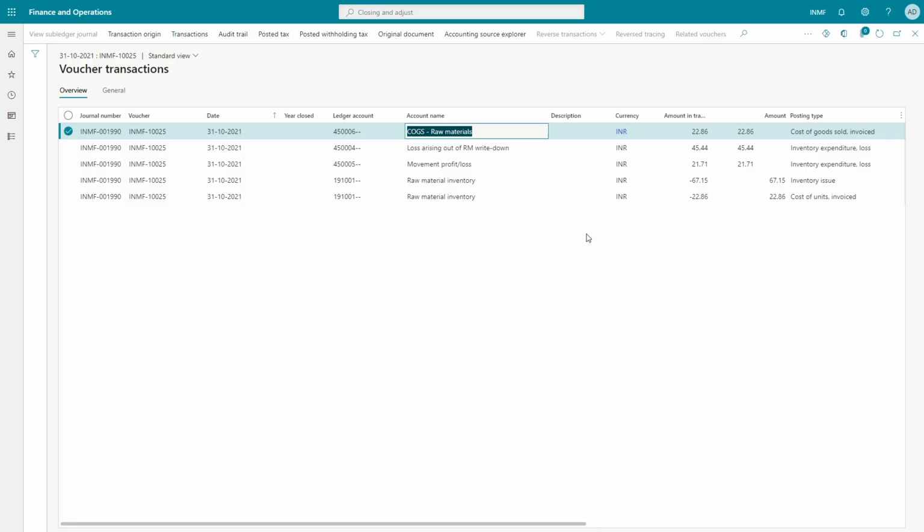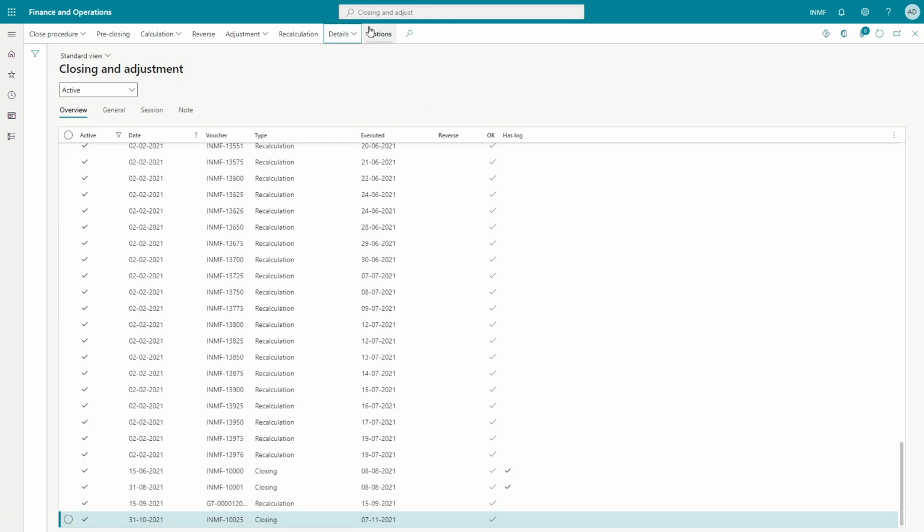Now this is as far as the accounting voucher is concerned. In this particular scenario, it is very simple to analyze because we don't have that much volume of transactions. But in real life, in live companies, this is not that simple. So that was the analysis of the voucher.